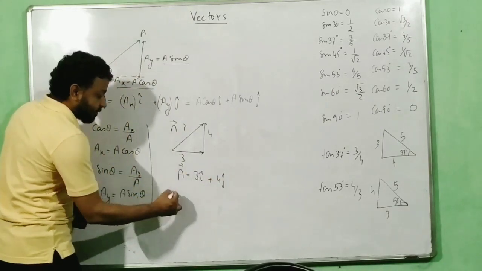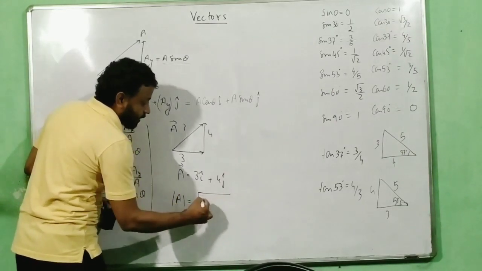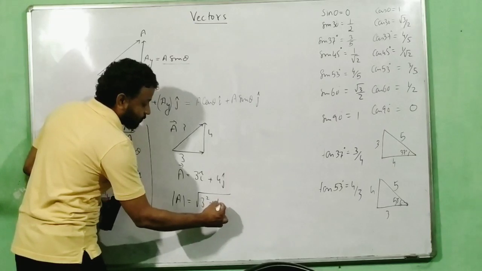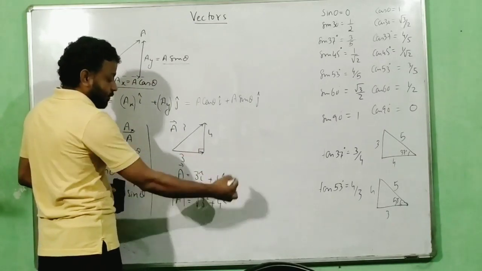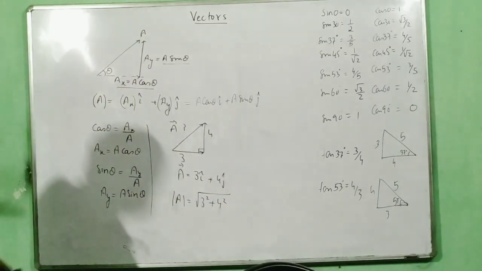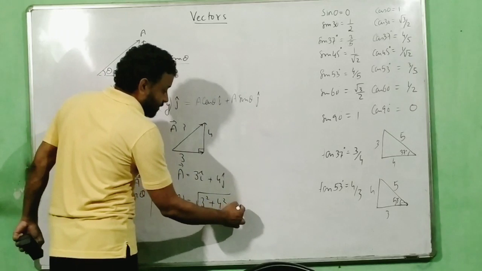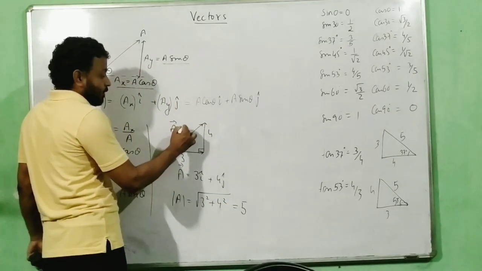Now how to find the magnitude of A? We know the rule. The rule is root over 3 square plus 4 square. That means this is 3, 4, and because this is 90 degrees, we can use the logic of 3 square plus 4 square. Okay, and that will eventually come out as 5. So I can write that the magnitude of A is equal to 5.